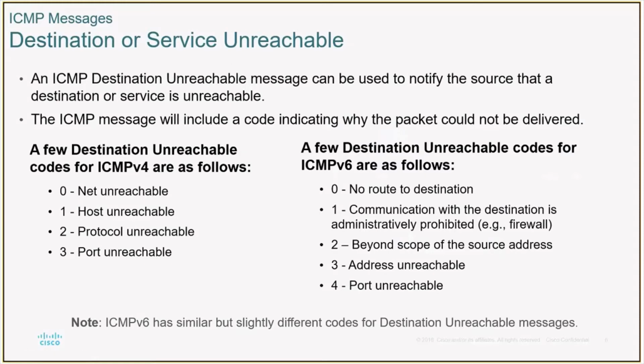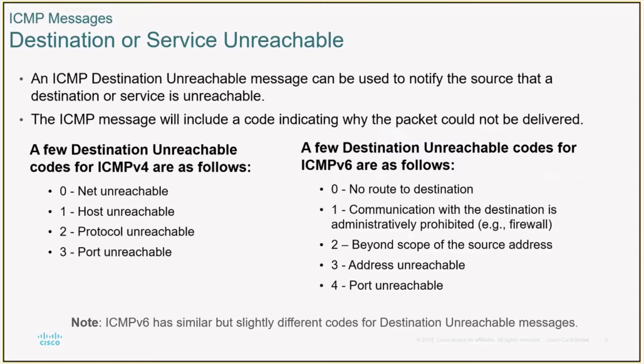Okay, so destination or service unreachable. An ICMP destination unreachable message can be used to notify the source that a destination or service is unreachable. So the ICMP message will include a code indicating why the packet could not be delivered. And so a few destination unreachable codes are: 0, the destination network can't be found. Code 1 means that the actual host can't be found. Code 2 means the protocol is unreachable, and code 3 is the port is unreachable. And so that's IPv4.